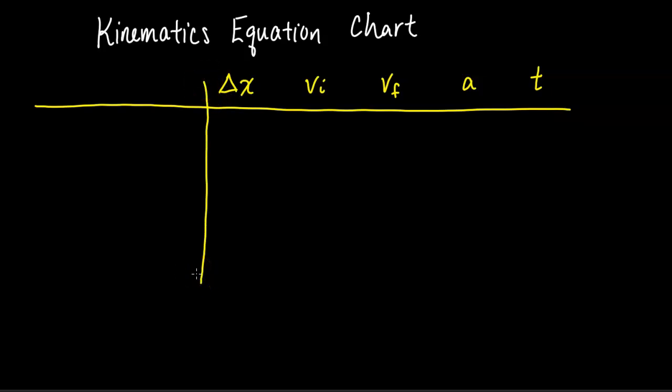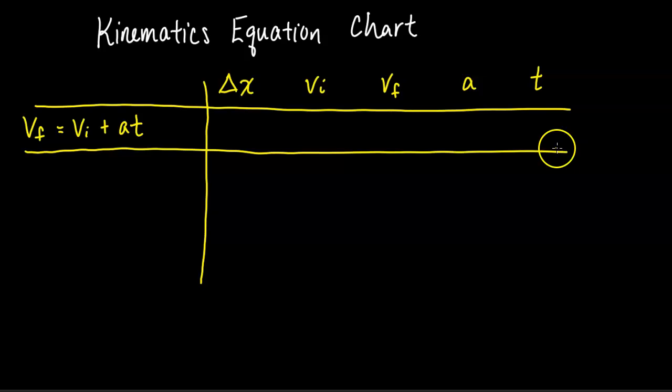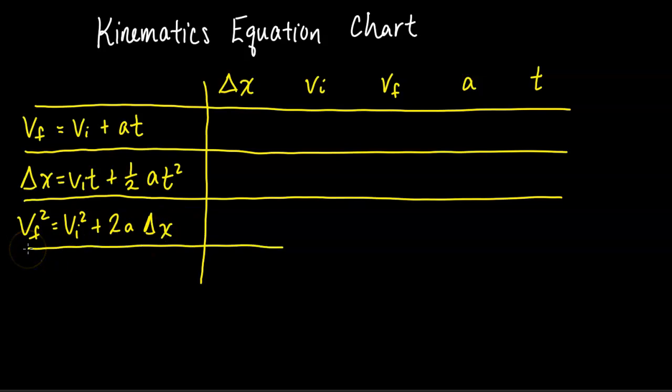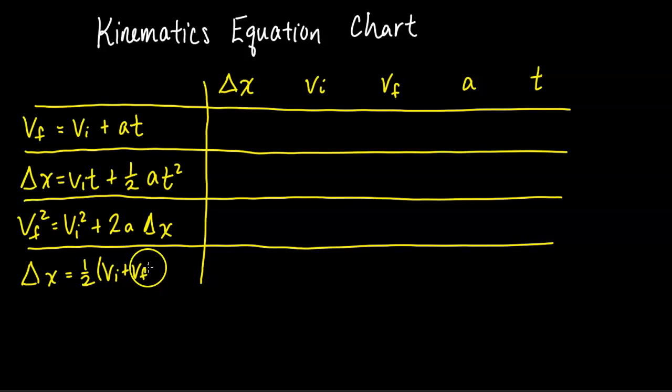All right, and then on the left-hand side, we're going to write down the kinematic equations. So we have Vf equals Vi plus At. Then we have delta x equals Vit plus 1 over 2 At squared. We have Vf squared equals Vi squared plus 2a delta x. And we have delta x equals 1 over 2 Vi plus Vf times t.